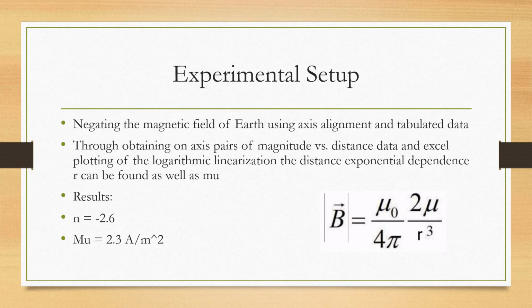The most likely reason for this difference is possibly some other interfering magnetic field, whether it be from electronics or some charged metal around. And we also can easily find mu for this bar magnet using this equation off to the right that relates the magnitude of the magnetic field to mu naught over 4 pi, which are all constant. And if we know r, basically using a measured pair of the magnitude of the magnetic field and r, we can easily solve for mu. And I got it was 2.3 amps per meter square for this particular bar magnet.